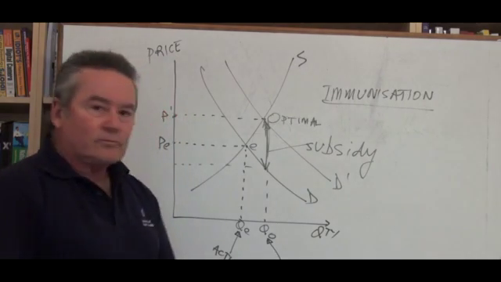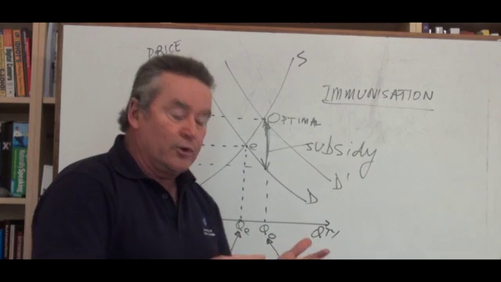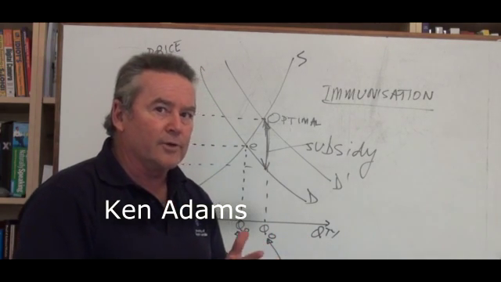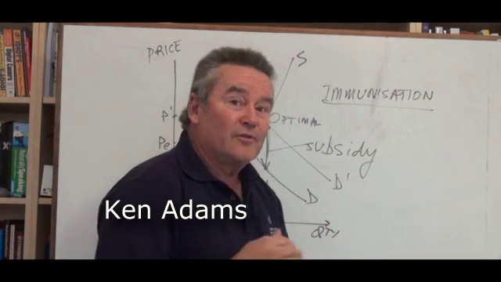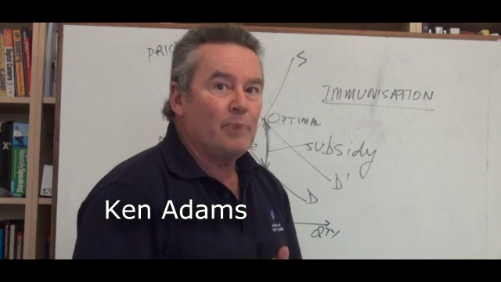Okay, so we've had a look at the market failures in terms of cost and benefit externalities. There's another market failure I need to discuss with you, and that of course is the fact that markets fail to also produce an adequate level of what we call public goods.